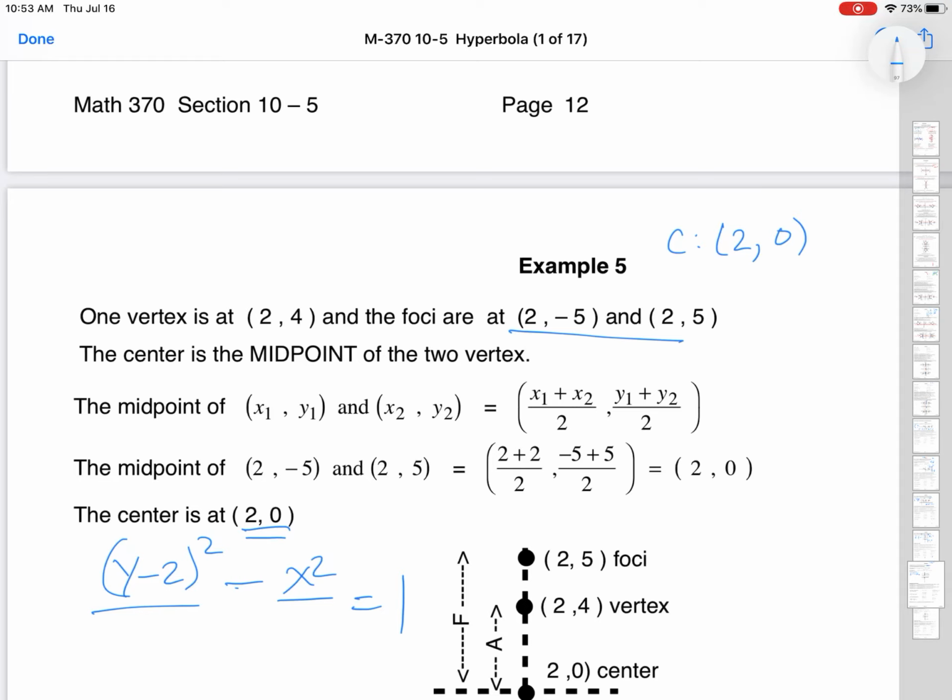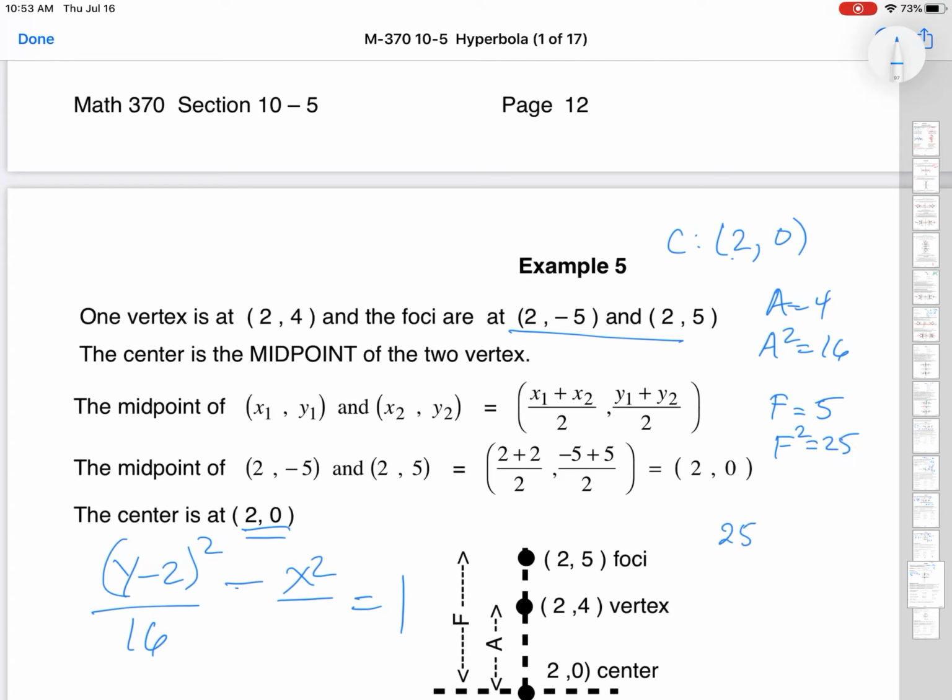A would be the distance between the center and the vertex. And so that looks like a distance of 4. So A squared is 16. And the distance between the center and the focus is 5. And so F squared would be 25.